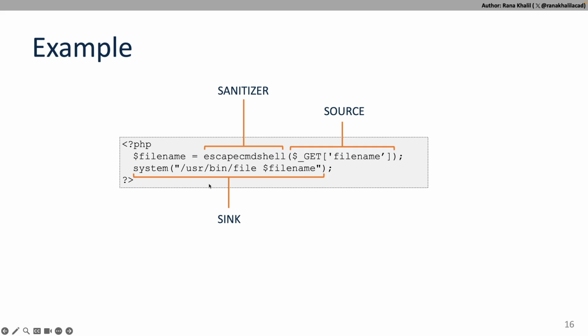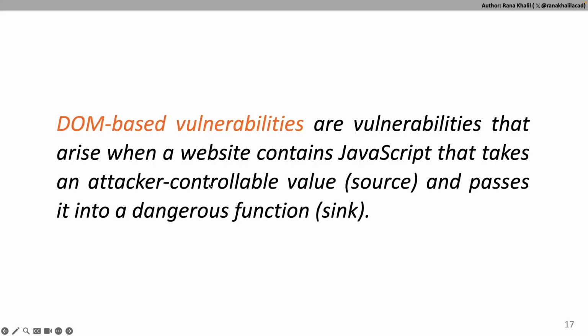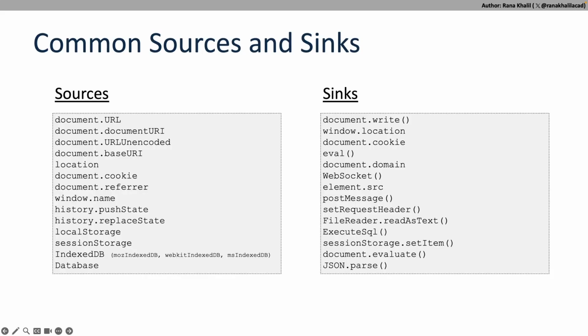Now we're ready to define DOM-based vulnerabilities. DOM-based vulnerabilities are vulnerabilities that arise when a website contains JavaScript that takes an attacker-controllable value, known as a source, and passes it into a dangerous function, known as a sink. There are many different types of sources and sinks. The ones listed on the slides are the most common ones.